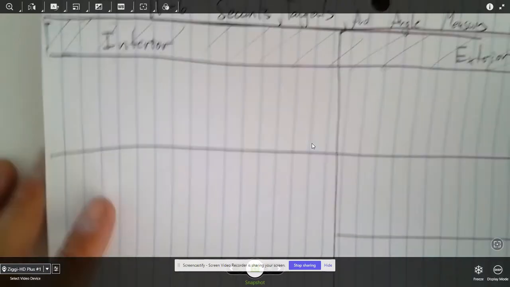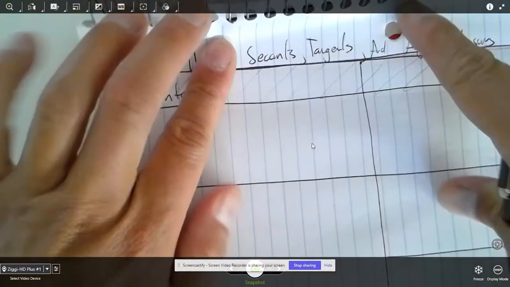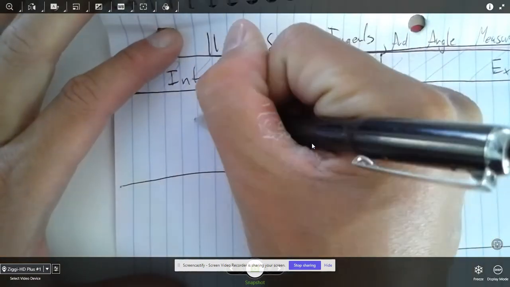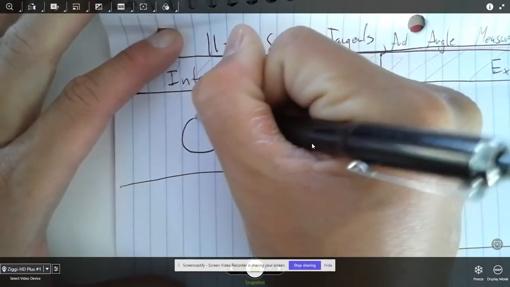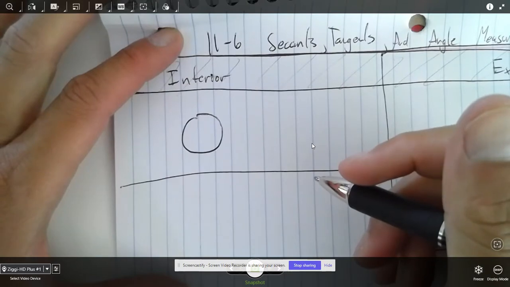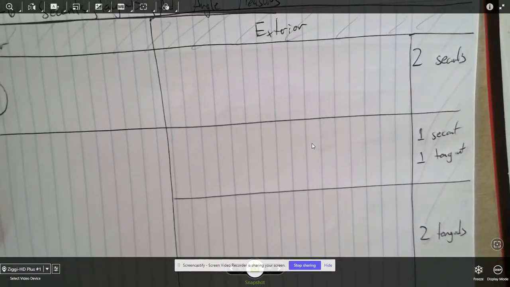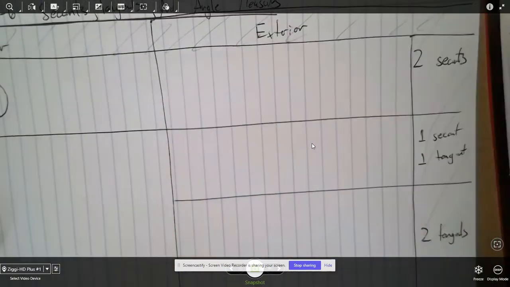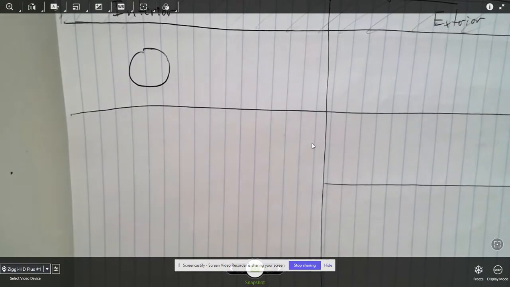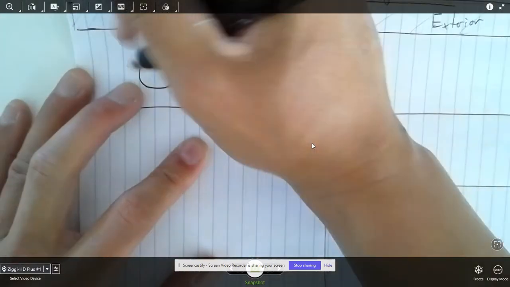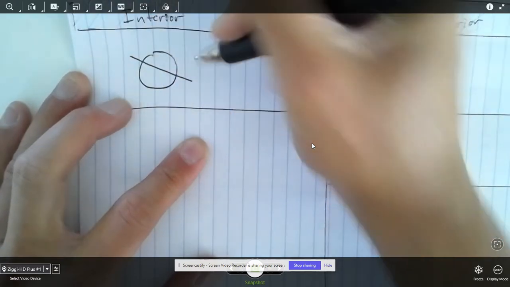Here, what we're going to do is draw a circle, one circle in the interior. Here's what I mean by interior. We have a circle there, and we have 2 secant lines, 2 secants. If you don't remember what that is, it's a line that crosses the circle at 2 points. So let's draw 2 secant lines intersecting, okay?